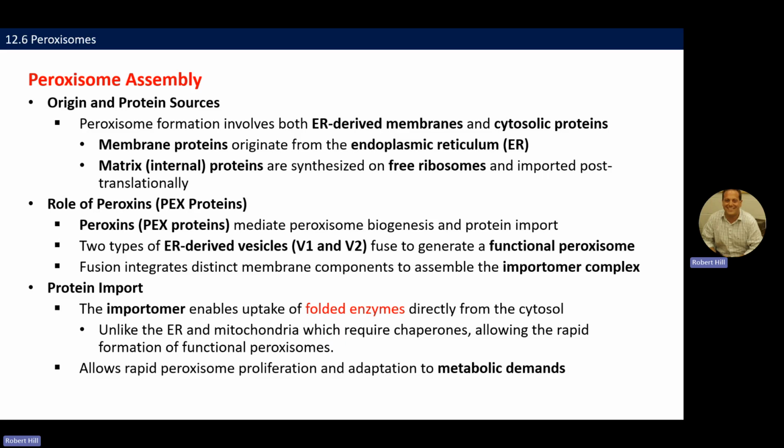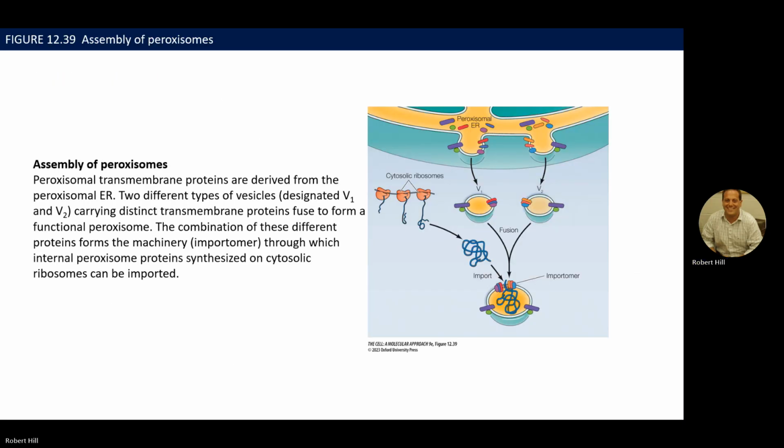What happens with these V1 and V2 molecules is they merge together on the membrane of the peroxisome and they produce what's called an importomer. The importomer is just a big channel that folded proteins that were synthesized on free ribosomes can translocate through and then exist in the matrix of the peroxisome.